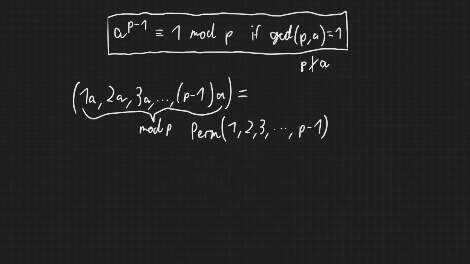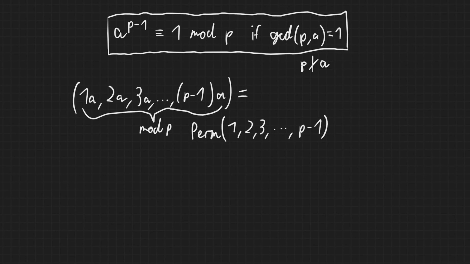I claim that as long as we select a and p according to Fermat's little theorem, then the multiples 1a, 2a, 3a, and so on up to p minus 1 times a, of course all modulo p, just give you the numbers from 1 through p minus 1, just in a different order. So every number appears exactly once. Or in other words, they give you a permutation of these numbers.